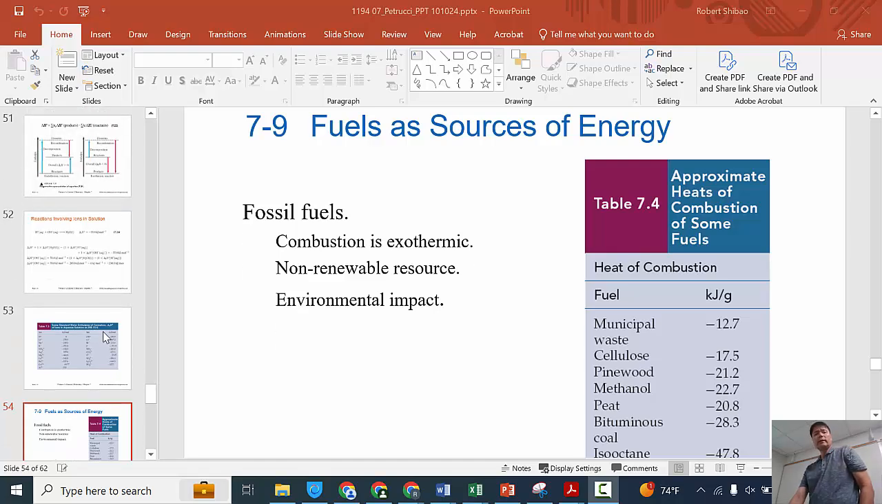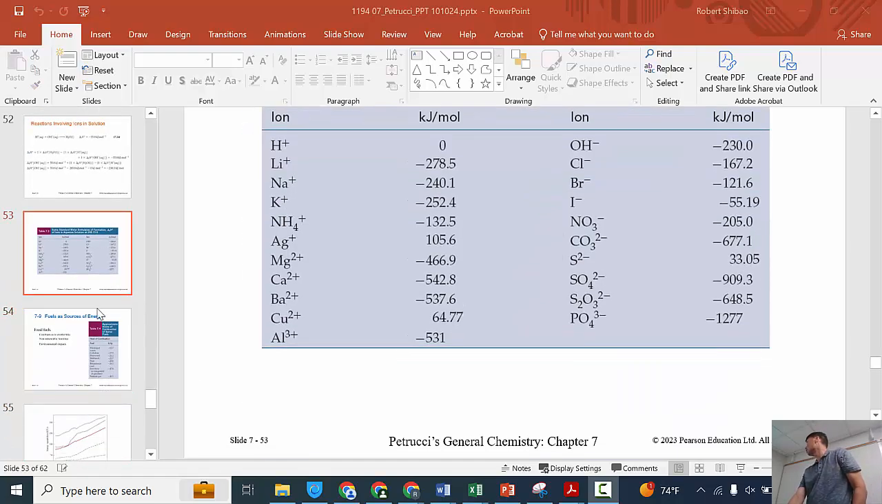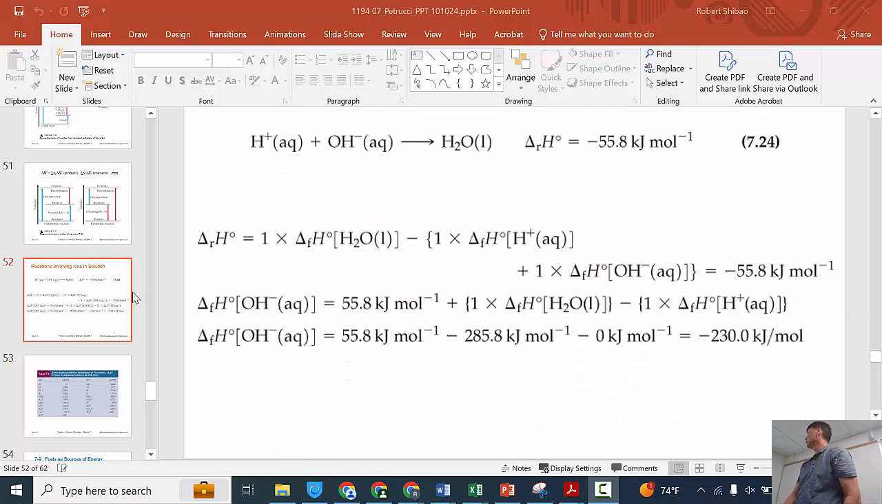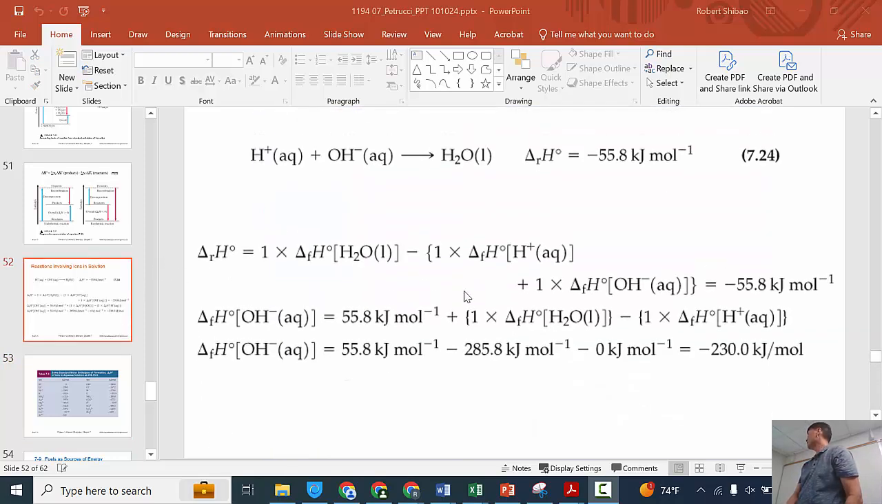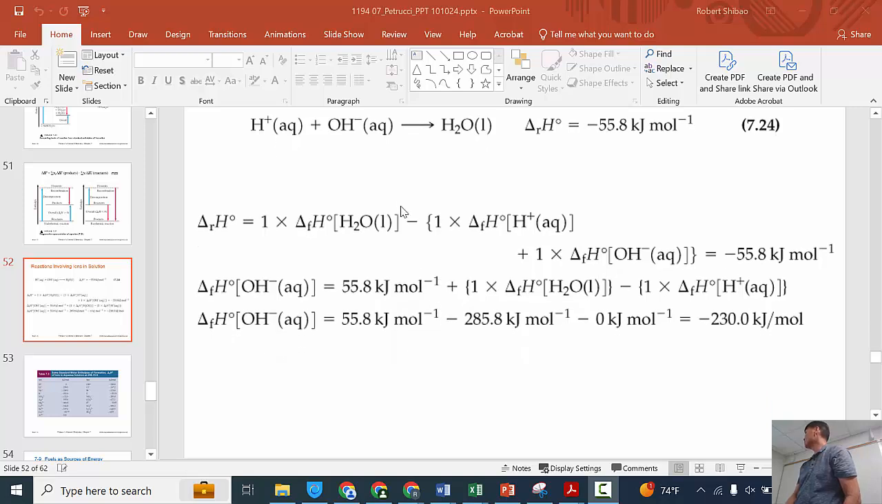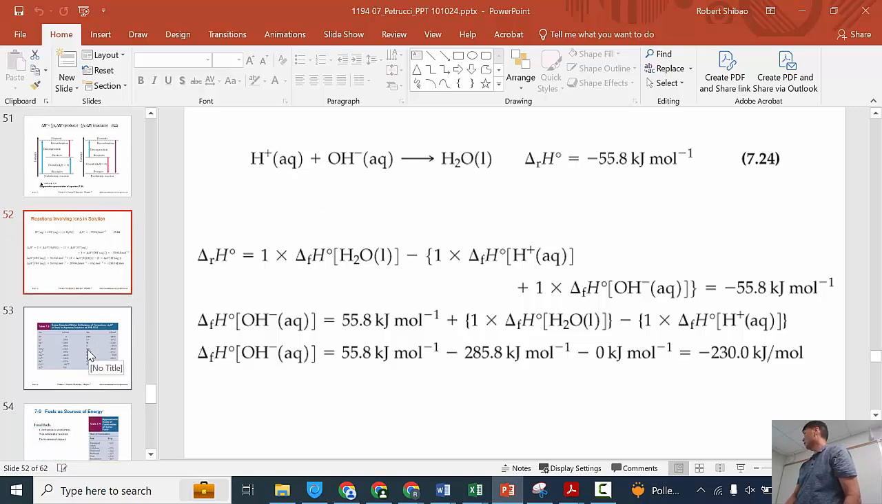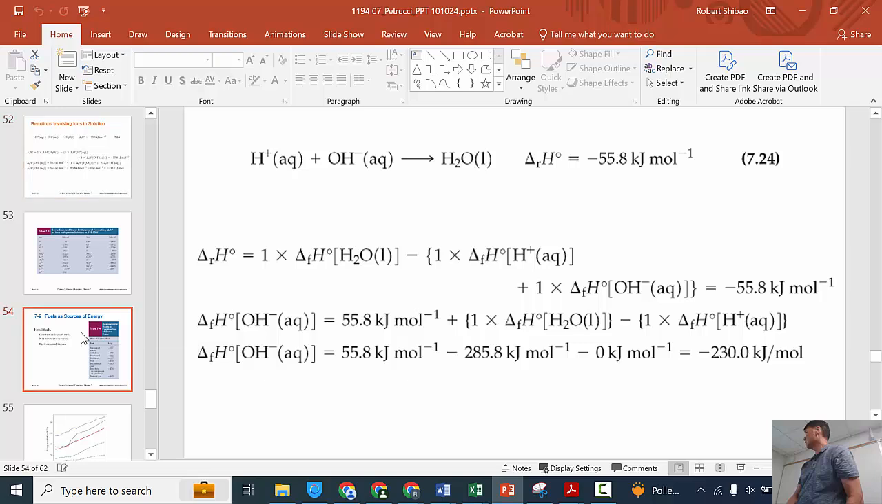All right, so I did assign tutorial problems using standard enthalpies of formation reactions. I didn't really do too many examples of this, but if you do have questions regarding any of the homeworks or the calculations, let me know.